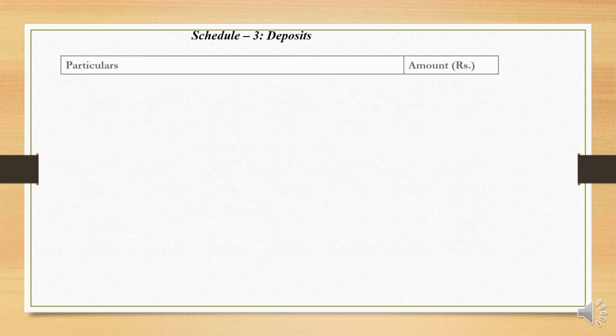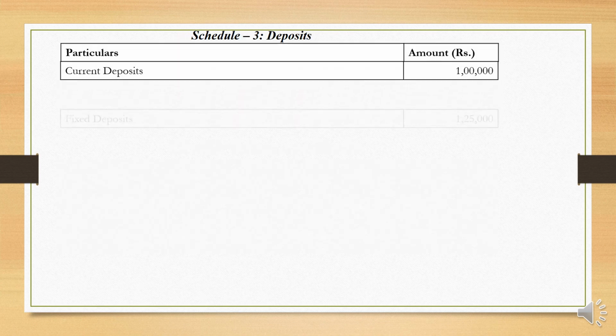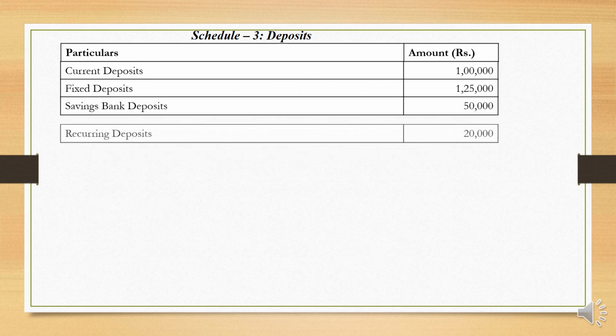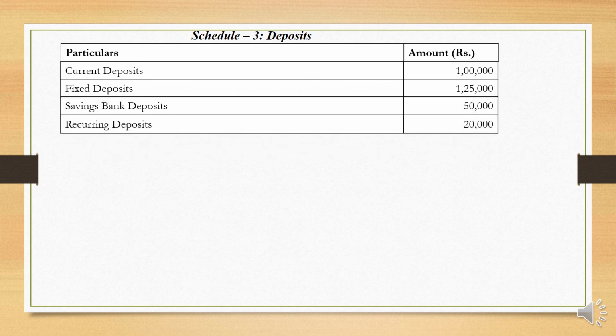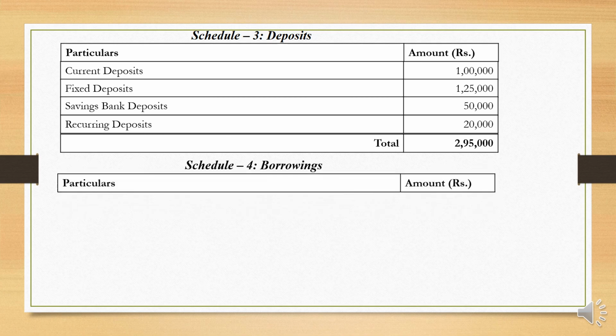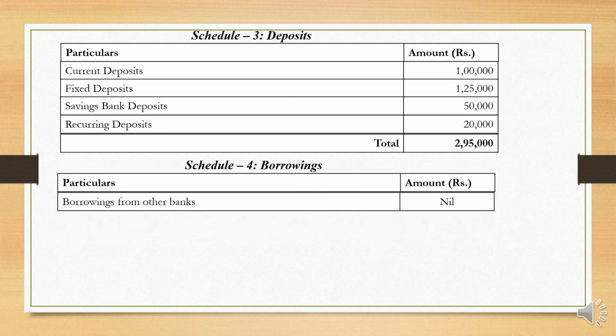Schedule number 3, deposits. Under this heading, current deposits is 1 lakh, FD 1,25,000, SB 50,000, and recurring deposit RD 20,000. So the total amount of deposits under schedule number 3 is 2,95,000. Then schedule number 4, borrowings. Since there are no borrowings from any banks inside the country or outside the country, it is nil.